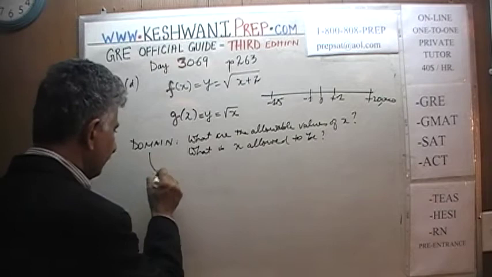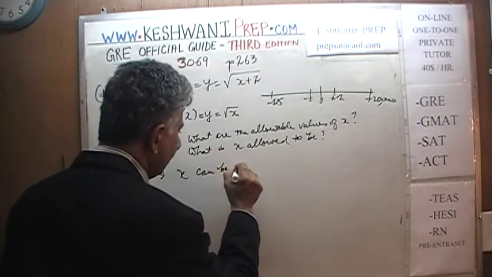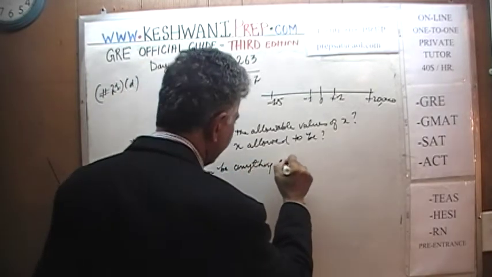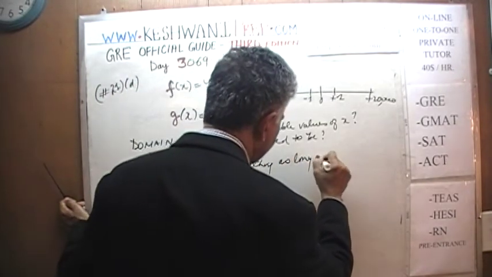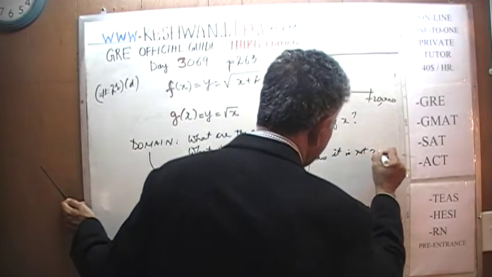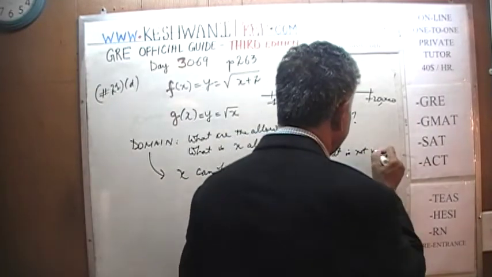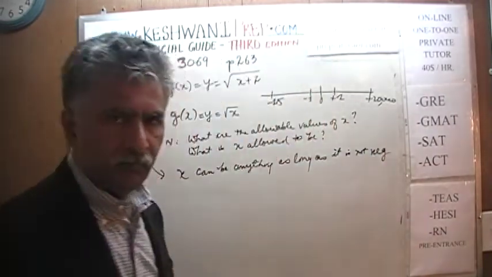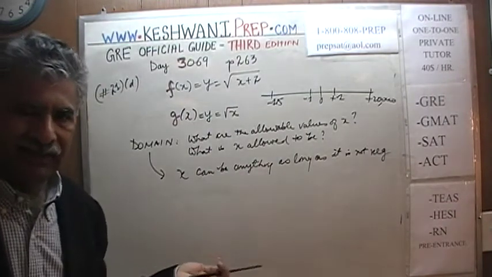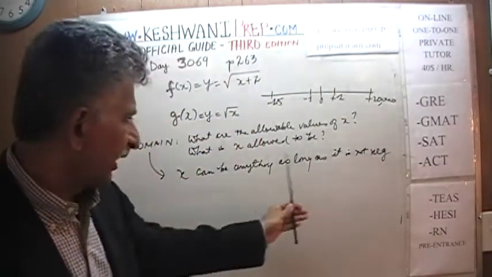Here, the answer to this question is x can be anything as long as it is not negative. X can be anything as long as it is not negative. But how do we write it in the language of mathematics? If you open up a math textbook, this is not how it's going to be written.